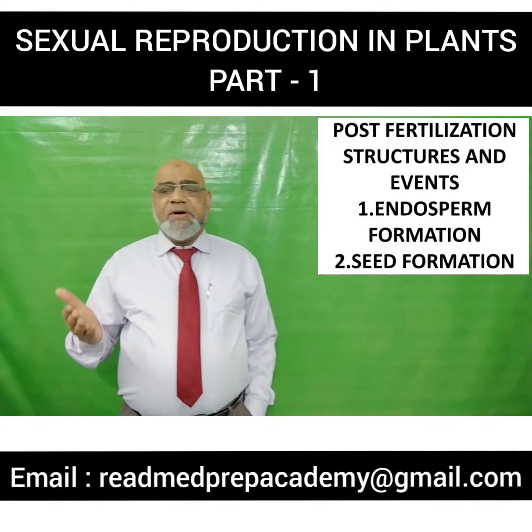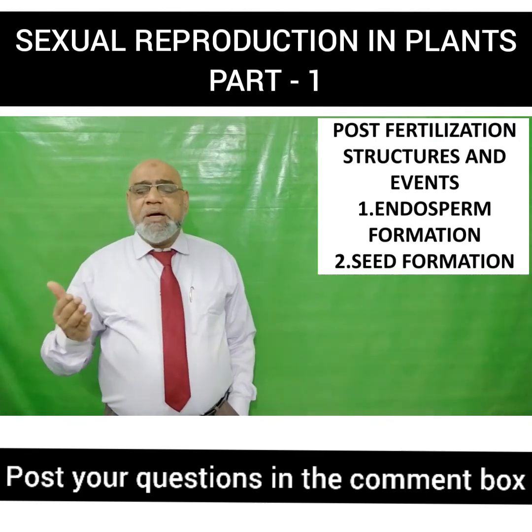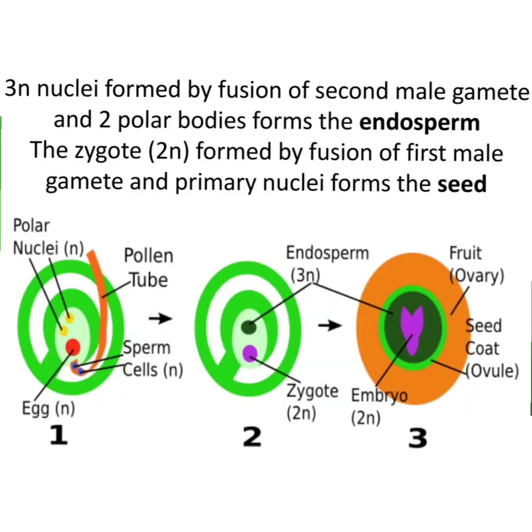Now, what are the post-fertilization structures and events? Most important is the formation of the endosperm, and next is the formation of the seed. The 3n nucleus formed by the fusion of the second male gamete and the 2 polar bodies or the secondary nuclei develops to form the endosperm. The zygote or the 2n nucleus is formed by the fusion of the first male gamete and the primary nucleus, which forms the seed. Here you can see in the image below the formation of the 2n nucleus, the zygote, and the formation of the 3n endosperm.